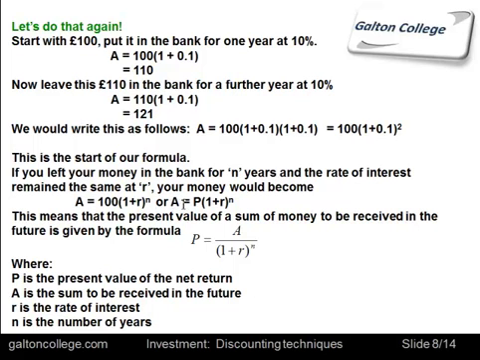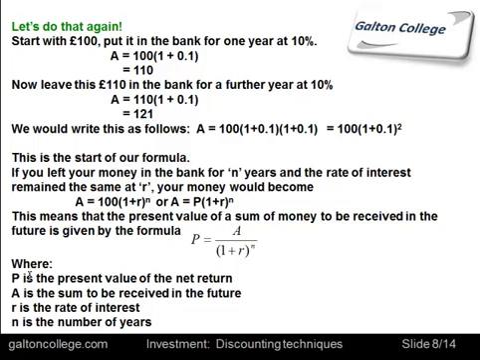Or, if you like, A equals P times 1 plus r to the power of n. And that's our general formula for any number of years. This means that the present value of a sum of money to be received in the future is given by the formula that. Well, if you look at this formula up here, if we divide the right hand side by 1 plus r to the power of n, then we must divide the left hand side by 1 plus r to the power of n. So A divided by 1 plus r to the power of n is equal to P.